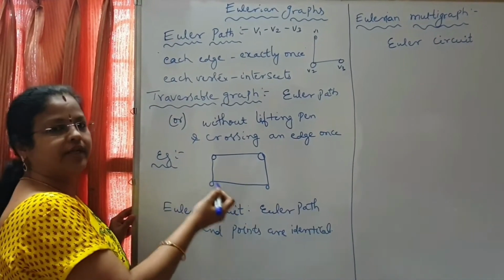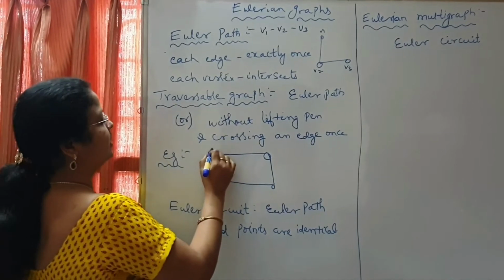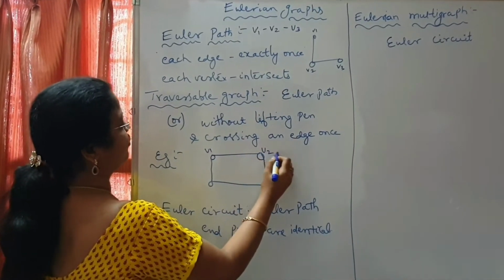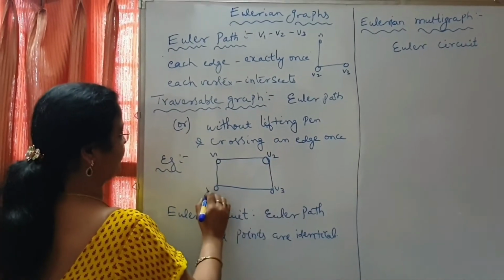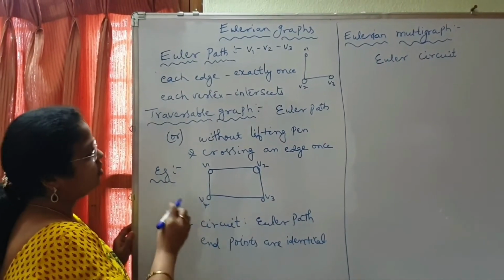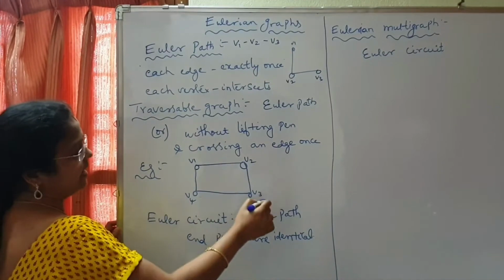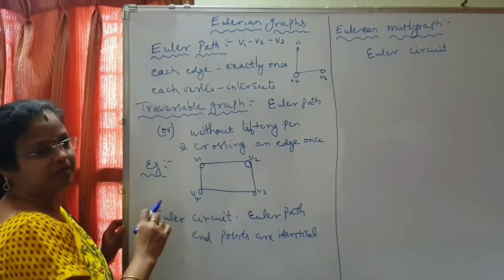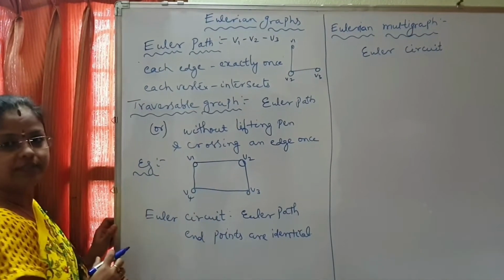This is another simple example of a traversable graph. If you see here, we have four vertices V1, V2, V3, V4, and I have drawn this graph without lifting the pen and crossing each edge exactly one time. This is an example of a traversable graph.